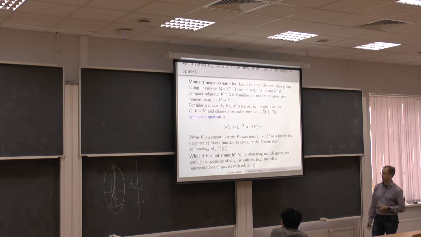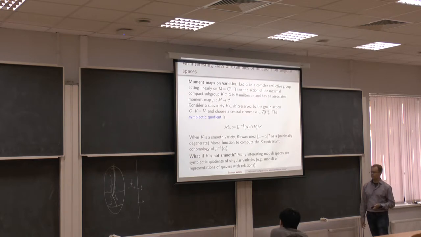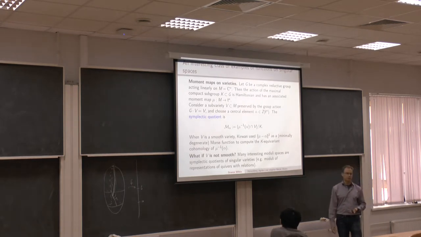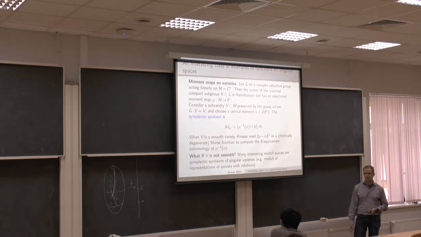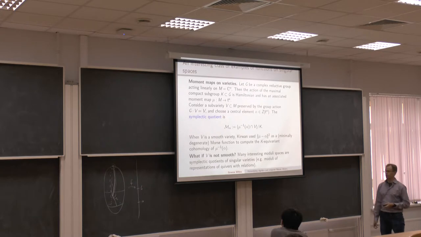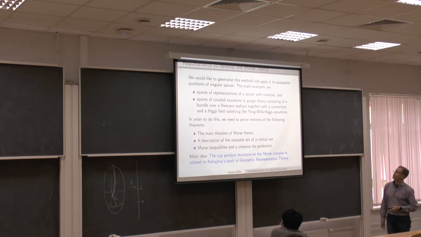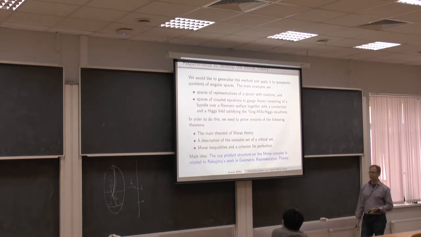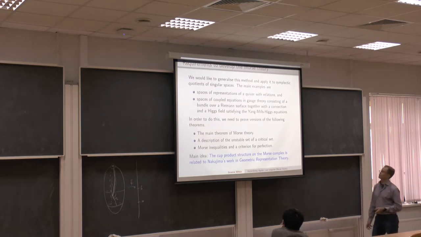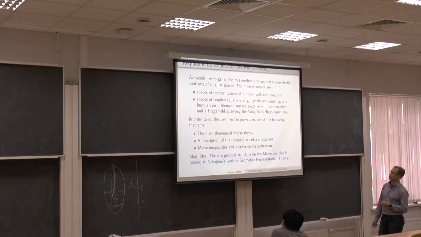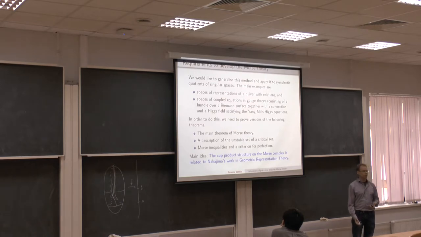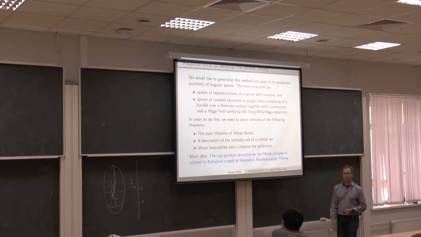So I'll give some examples. There are many interesting moduli spaces, such as the moduli space of Higgs bundles, which is an infinite dimensional quotient of an infinite dimensional singular space, so another example of symplectic quotients of singular varieties. So what we'd like to do is somehow generalize this method of using Morse theory and apply it to study the topology of symplectic quotients, and more generally study the Morse complex on those spaces. So these are the two main examples, representations of quivers and coupled equations in gauge theory, maybe Higgs bundles, but also maybe say Graeme Wilkin or other coupled equations as well.